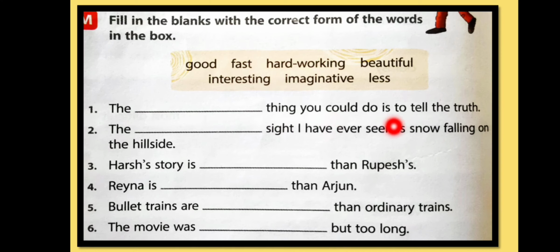The first one, the dash thing you could do is to tell the truth. The dash thing, yes, is it good, fast, hardworking, beautiful, interesting, imaginative, or less? I think the most suitable word is good. The is given, so it will be the superlative form. Superlative form of good is the best. The best thing you could do is to tell the truth.